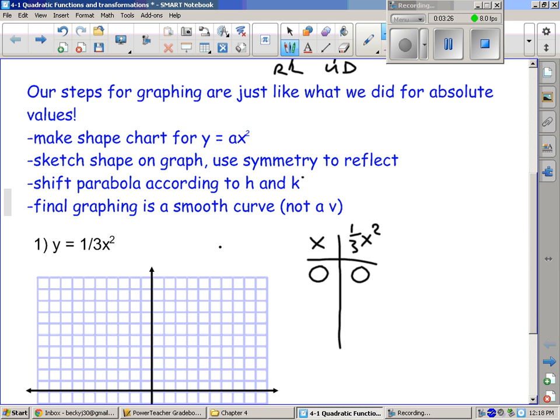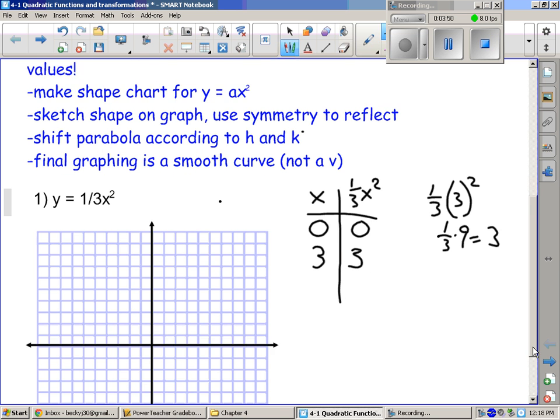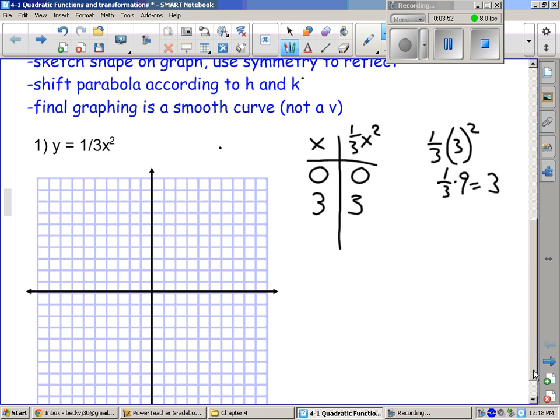So what do you think, Miss Johnson? What do you think would be a smart one to pick? I think that if we were to pick multiples of 3, because that's the denominator, that would be helpful. All right, so over here I'm going to put in a 3 for x. 3 squared is 9, and 1/3 of 9 is 3. Do I need to pick the negative 3? No, you do not, because we're going to use symmetry to come up with that. Oh, we are so smart.